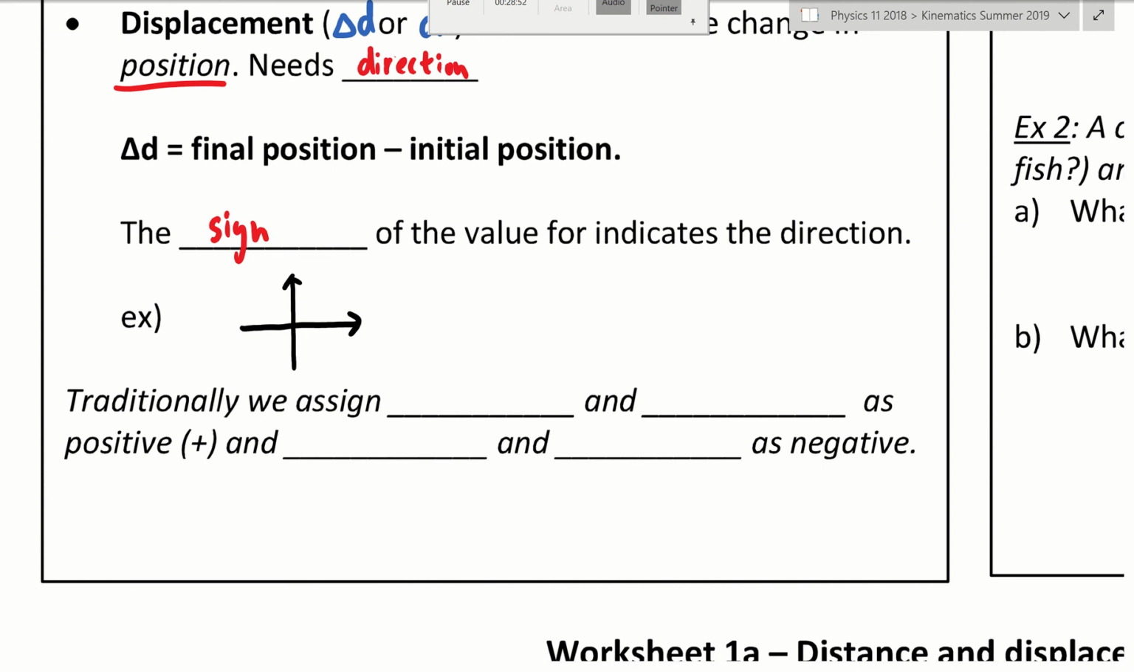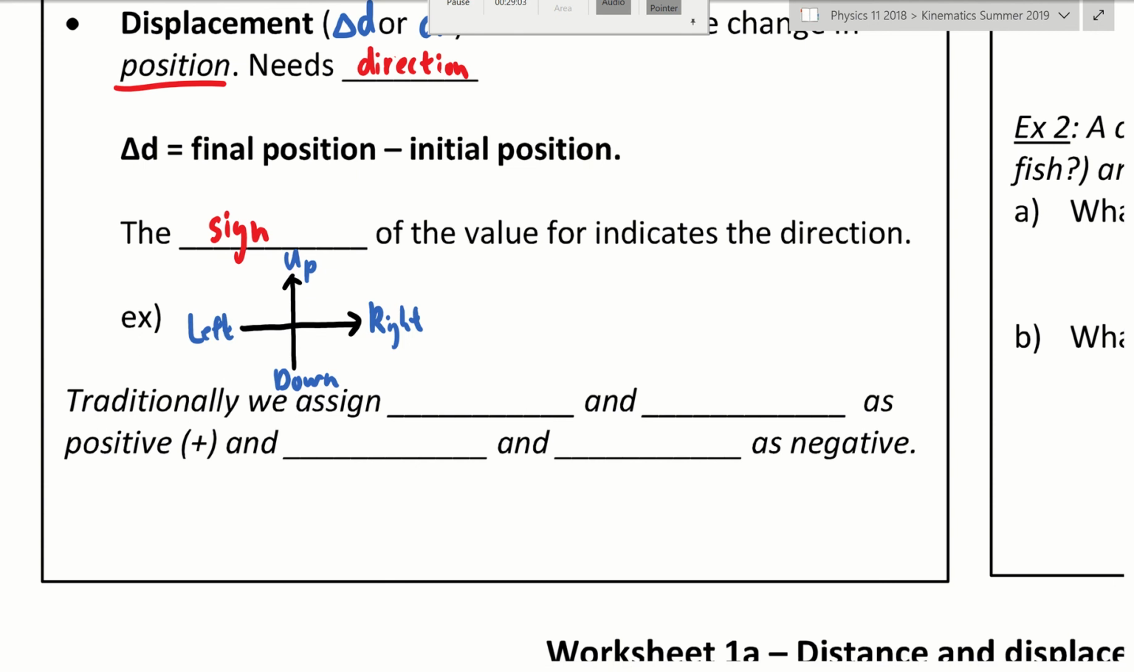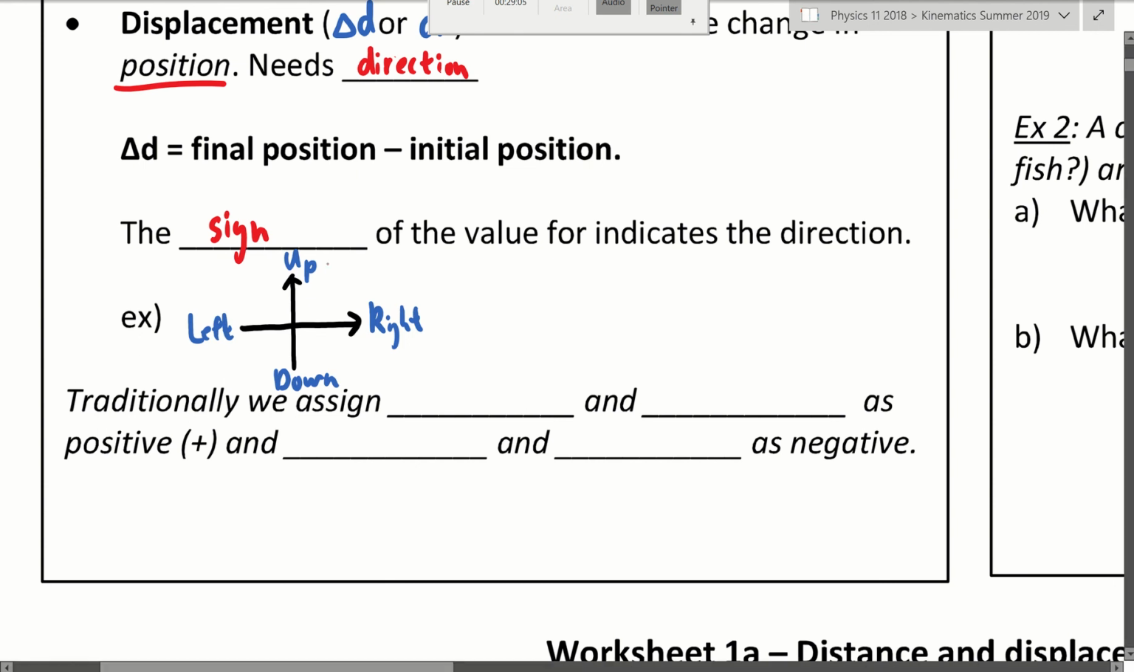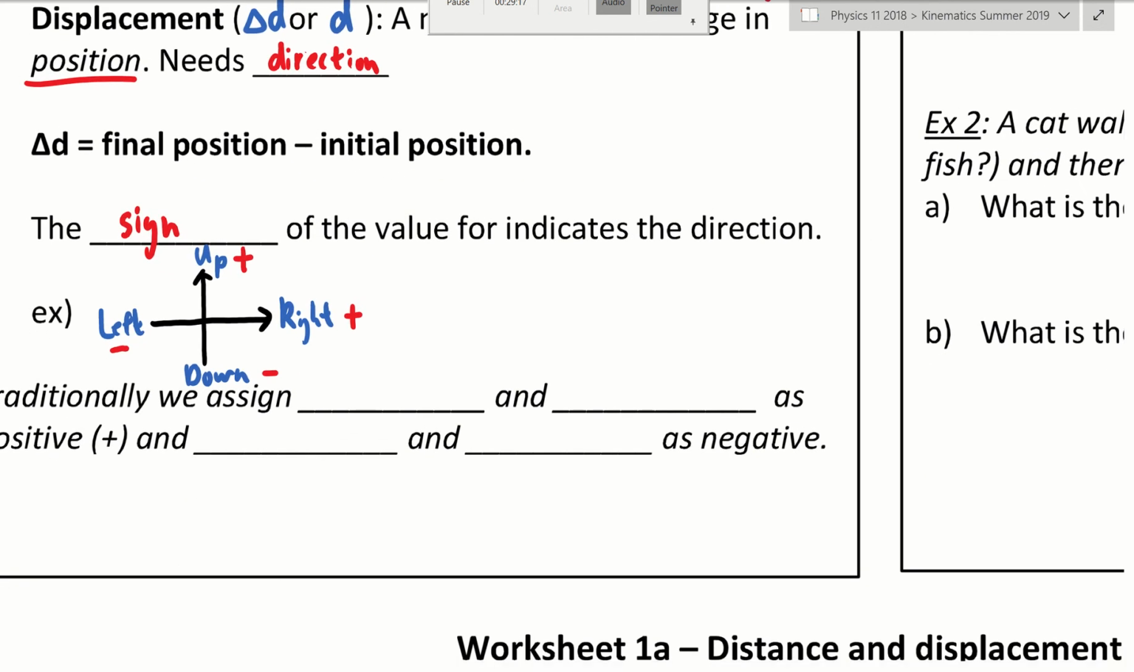Now, it's generally accepted that if you're talking about the 4 basic directions, as in up, down, right this way, and then left this way, then we usually associate up and right hand side as positive. So the left hand side and the downward is negative. That's just convention. That means, traditionally people have been doing that.